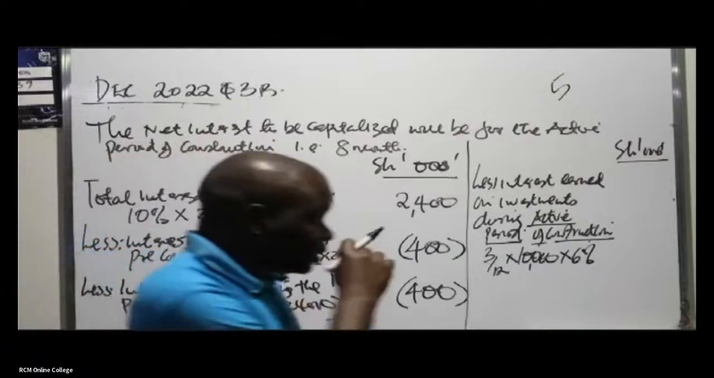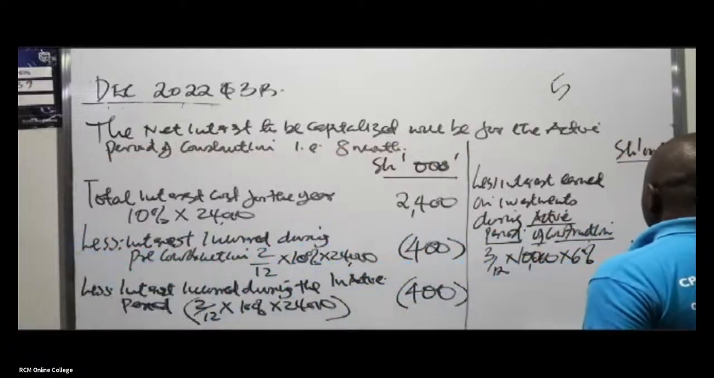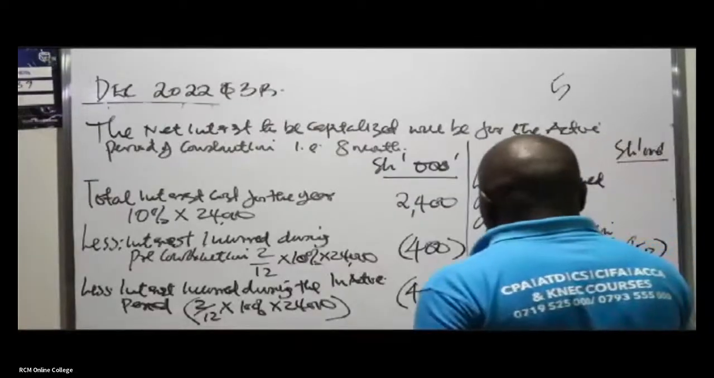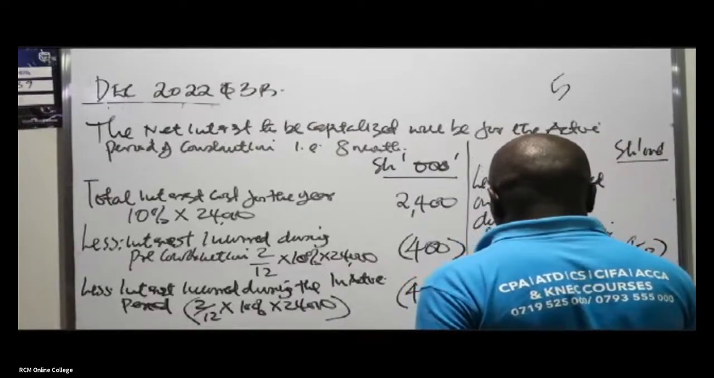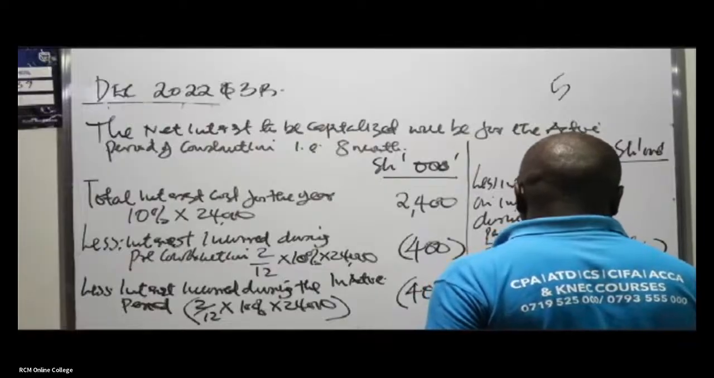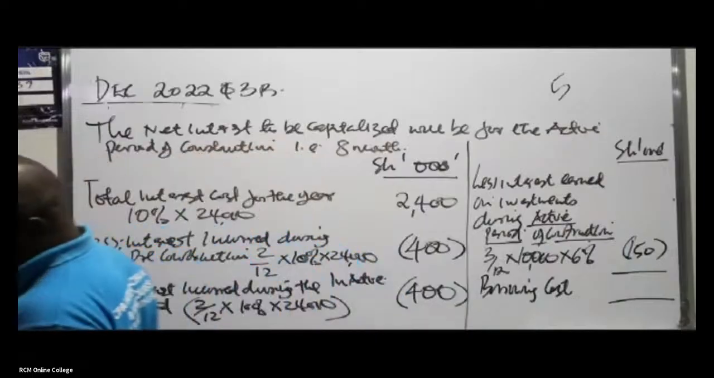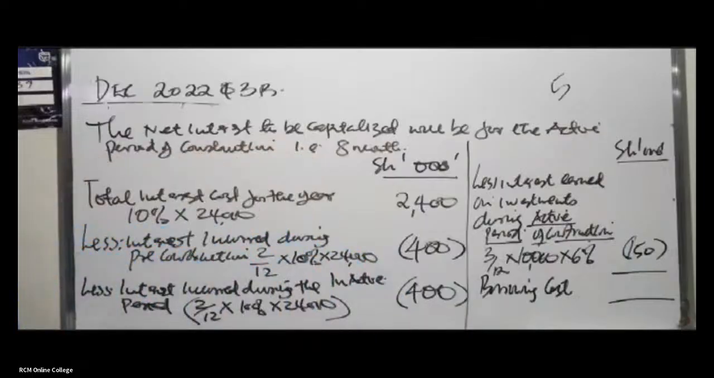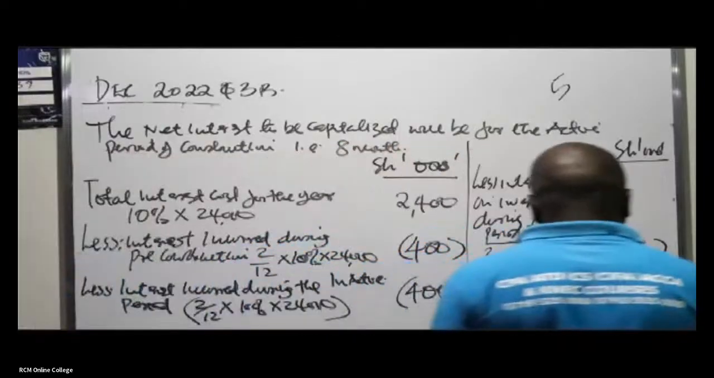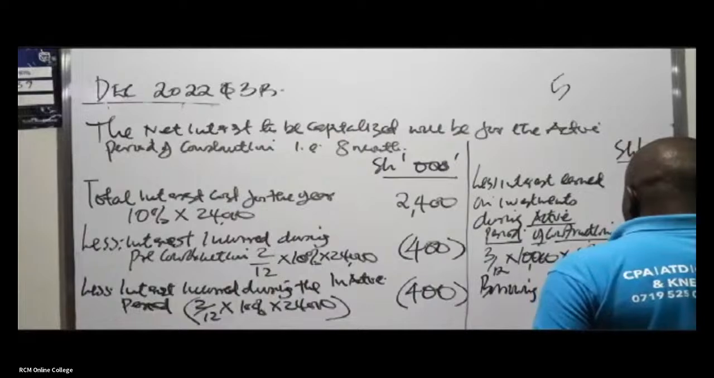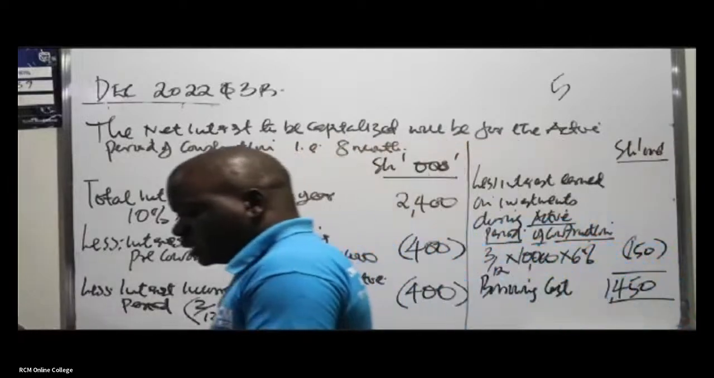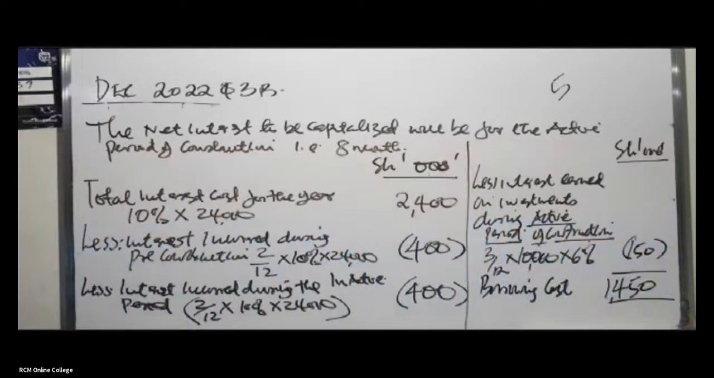So in this case, you deduct 150. What do you get as the borrowing cost? Now in this case, 1,600 minus 400 minus 400 minus 150. You get 1450. So the borrowing cost in this case is actually 1450.